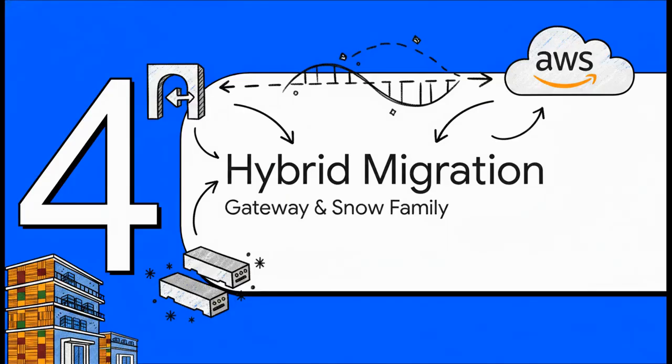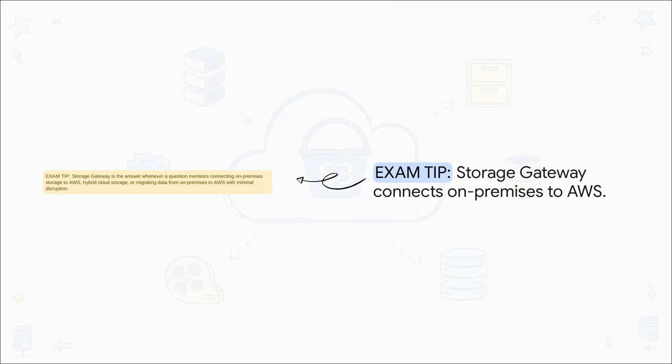Moving on to Section 4, Hybrid and Physical Migration, covering Storage Gateway and the Snow family. Okay, what if your business still has physical servers humming away in a local office, but you want to start connecting to the AWS cloud? That is exactly where AWS Storage Gateway comes in. It acts as a bridge. For the exam, anytime you see keywords like hybrid storage, connecting on-premises to AWS, or tape replacement, your answer is almost certainly going to be Storage Gateway.